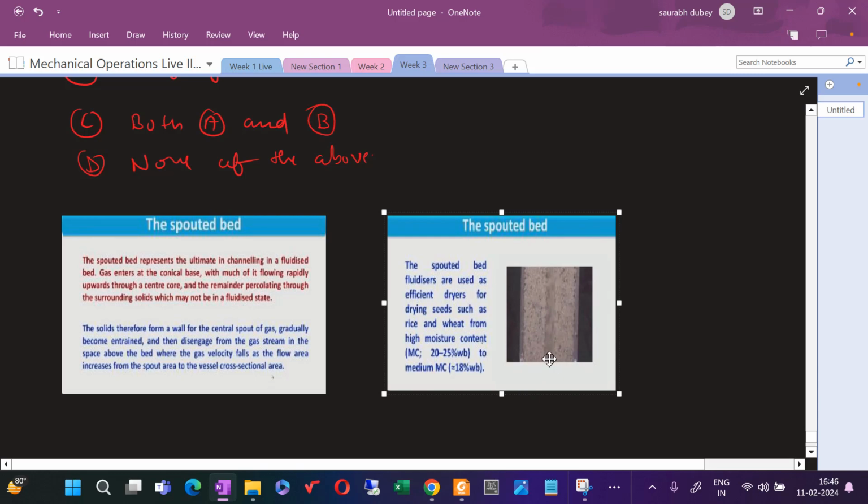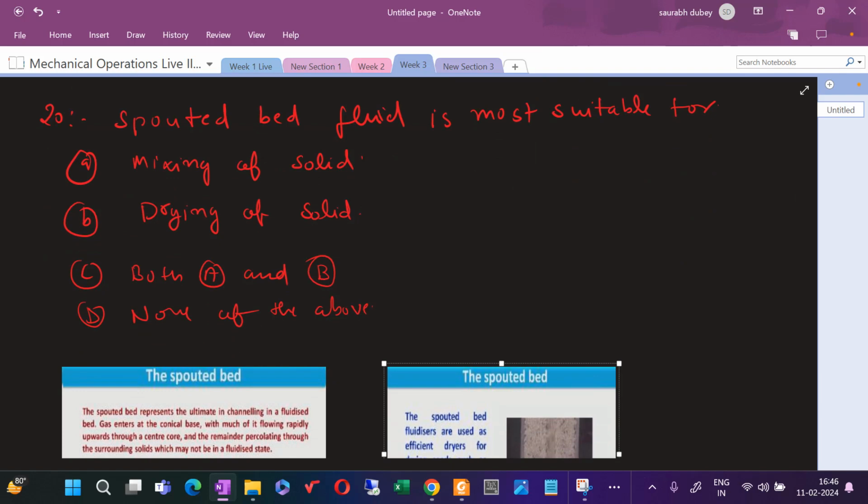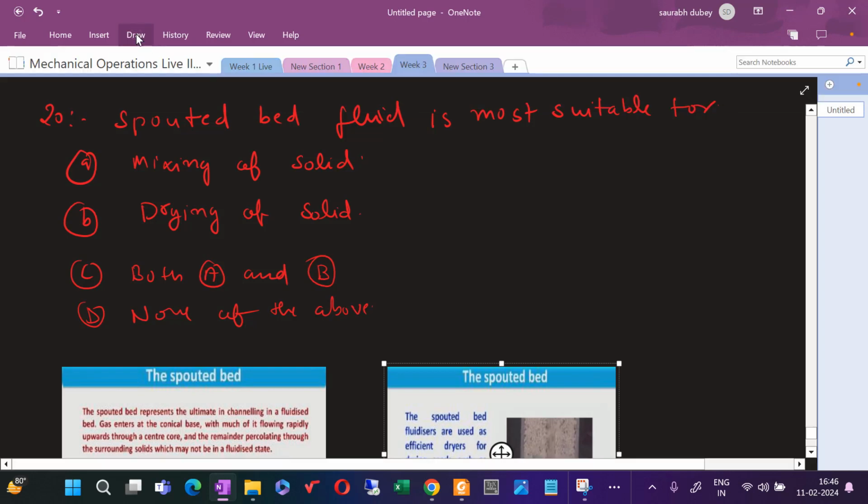From here it goes up and comes down this side. This is not used for the mixing of the solid; it is used for the drying of the solid, as mentioned. So the correct option is option B.